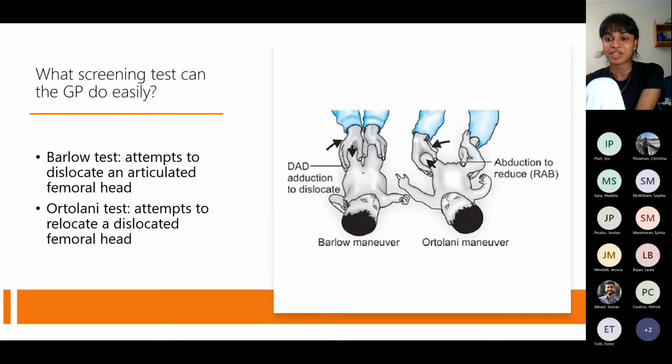Barlow dislocates an articulated femoral head, and then Ortolani is the other one. Ortolani puts it back in, exactly. So this is just a useful thing.